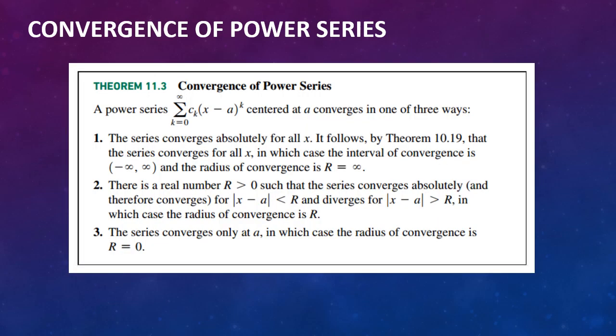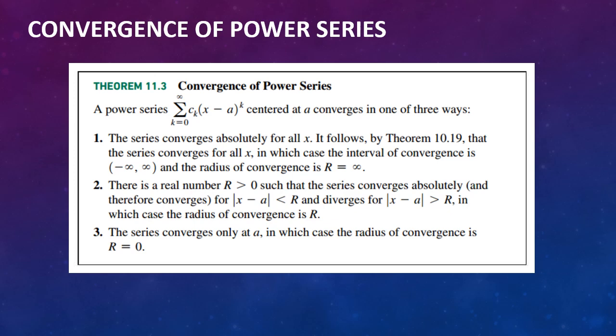Theorem 11.3 spells out the ways in which a power series can converge. And if you want to see the proof, it is in Appendix A. A power series centered at a converges in one of three ways. The series converges absolutely for all x. It follows by Theorem 10.19 that the series converges for all x, in which case the interval of convergence is negative infinity to infinity, and the radius of convergence is equal to infinity.